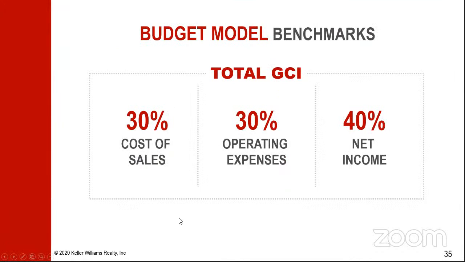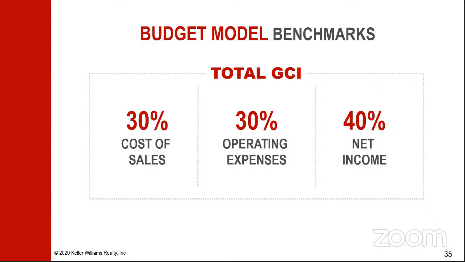So let's talk about those benchmarks. We spoke about this before. Remember, the MREA budget model is 30, 30, 40. That's the benchmark to strive for. All right. Now, these percentages are based on having a team, and not all agents or teams will have these exact percentages. And as your business is growing, your percentages will be different. Now, the most important measurement is how much net profit you're receiving, and is it meeting the goal that you set in the economic model?